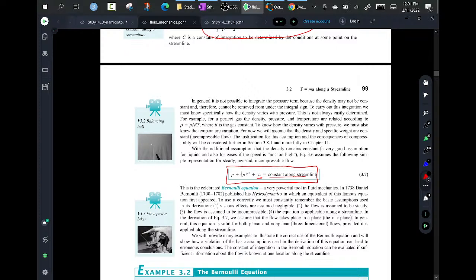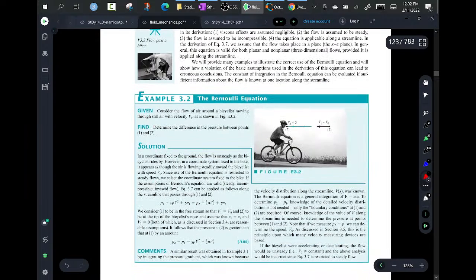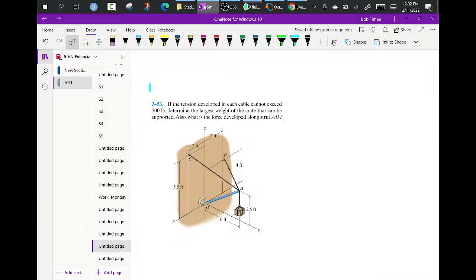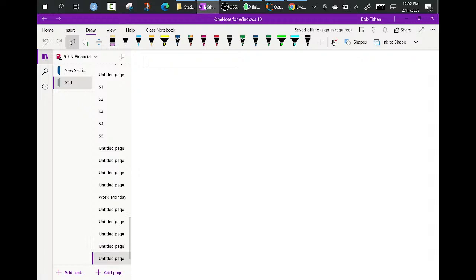Alright, so let me get straight to this. This is chapter 3. This is Bernoulli's equation. And almost all of Bernoulli's equation implements this. Let me give you this picture, which reminds me of a problem I was once posed.